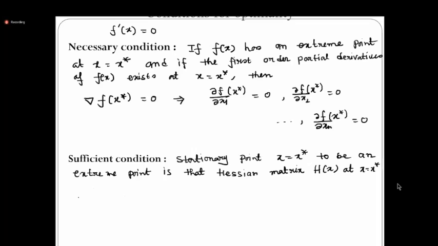is positive definite when x star is a local minimum. Positive definite means that the quadratic form is positive. Then what will the point x star give us? x star is a local minimum, or relative minimum.